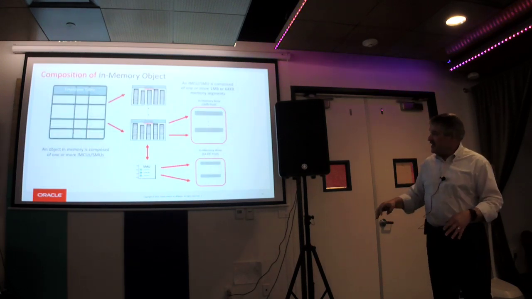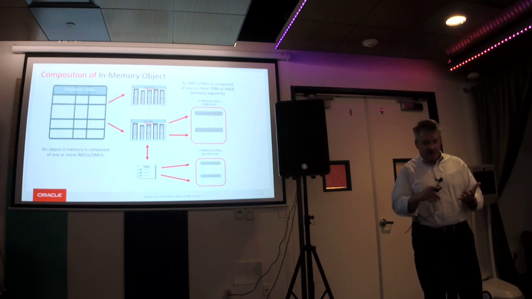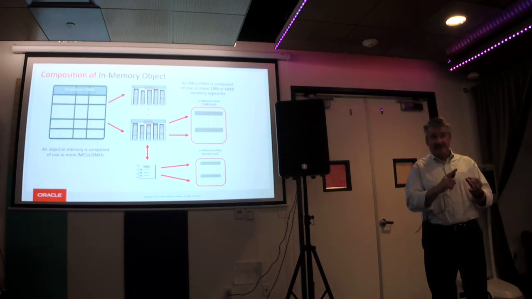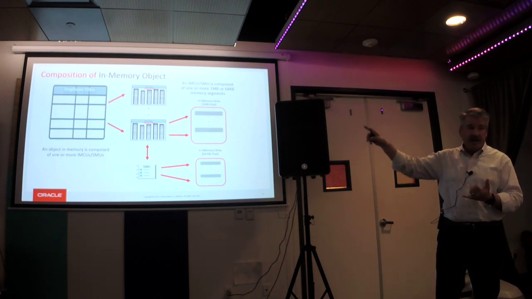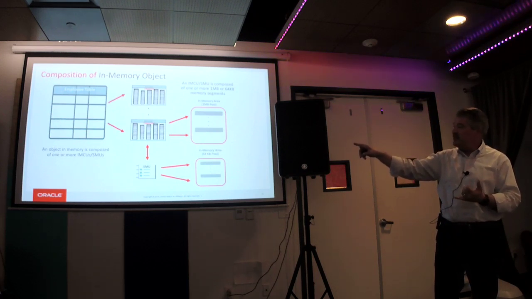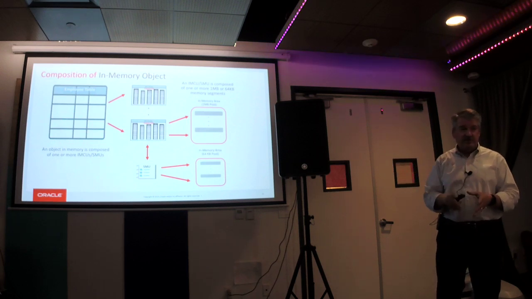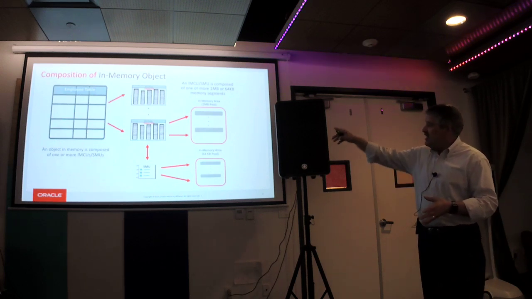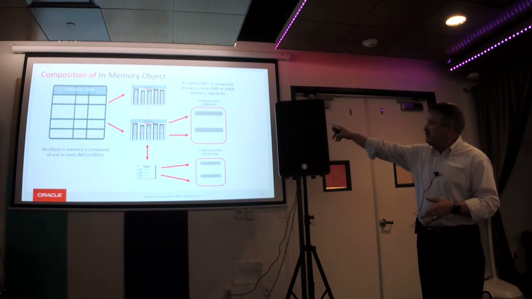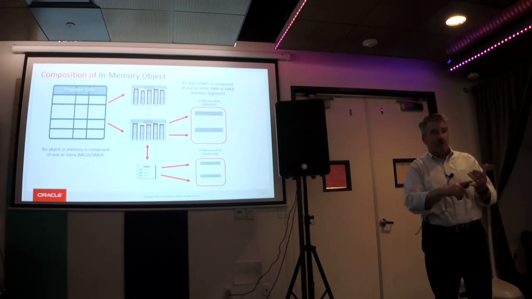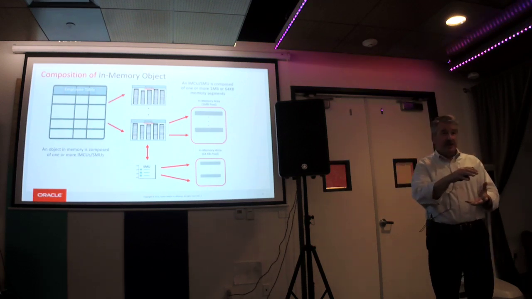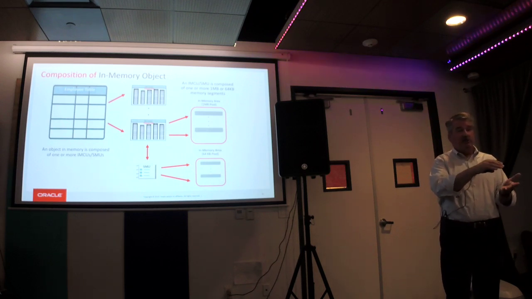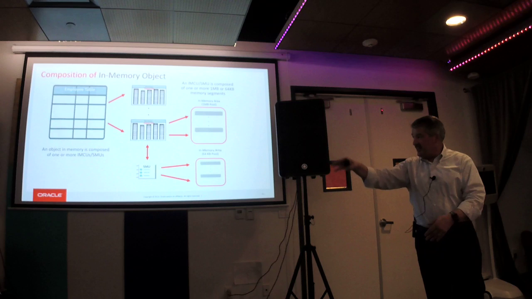So we've talked about IMCUs. We've talked about the in-memory area being made up of two different pools. So an object that gets populated in the column store is going to be made up of one or more IMCUs. And each IMCU is going to have one or more SMUs associated with it. Those IMCUs come out of the 1 meg pool, so each IMCU can be made up of one or more 1 megabyte chunks of memory. And an SMU comes out of a 64K pool, and will be made up of one or more 64K chunks. So that's kind of the architecture.